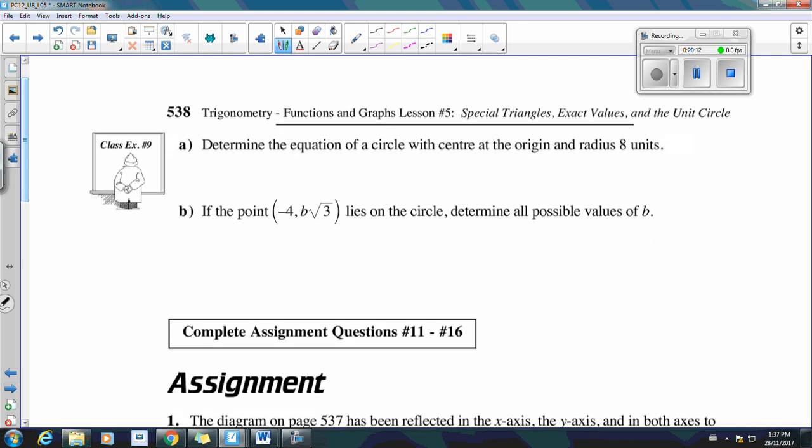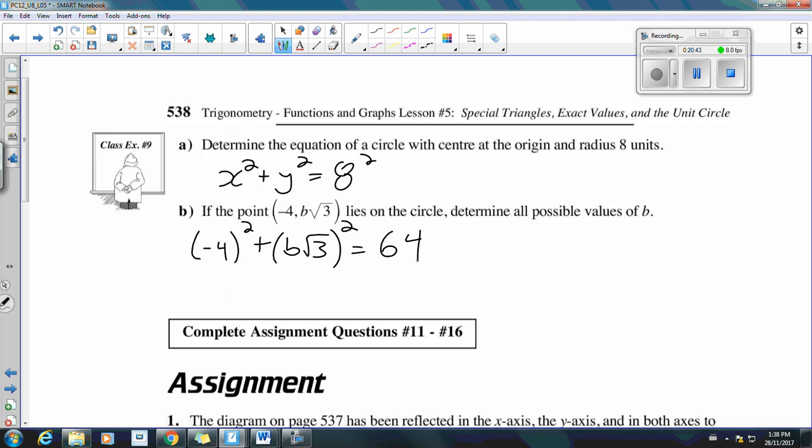Okay, last example. Determine the equation of the circle with center at the origin and radius 8 units. If we have a radius of 8, that means x squared plus y squared must equal 8 squared. If the point negative 4, b root 3 lies on the circle, determine all possible values of b. So negative 4 squared plus b root 3 squared must equal 64. So b root 3 squared is b squared times root 9, or b squared times 3.